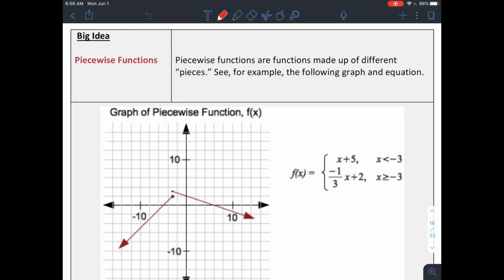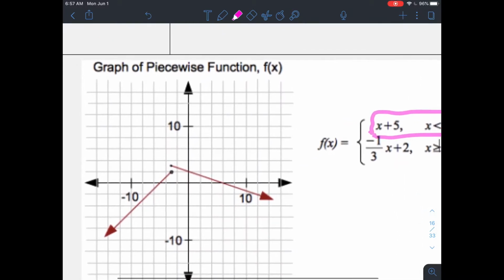Piecewise functions are basically functions that are made up of different pieces of lines. So this one has one piece that has the equation y equals x plus 5, and the part that is the piecewise is the inequality, which tells you what x values are actually used for your points on your line. It's not the whole thing all the way across the coordinate plane.